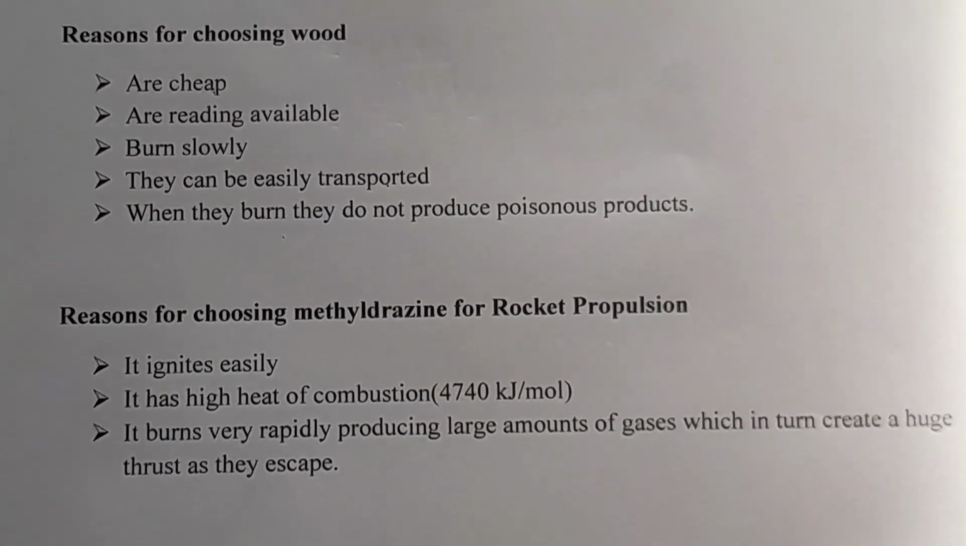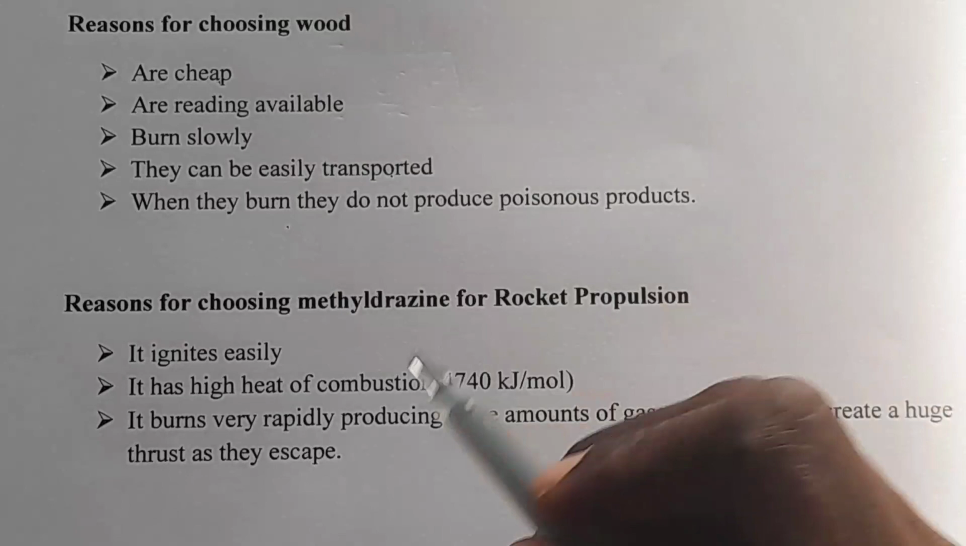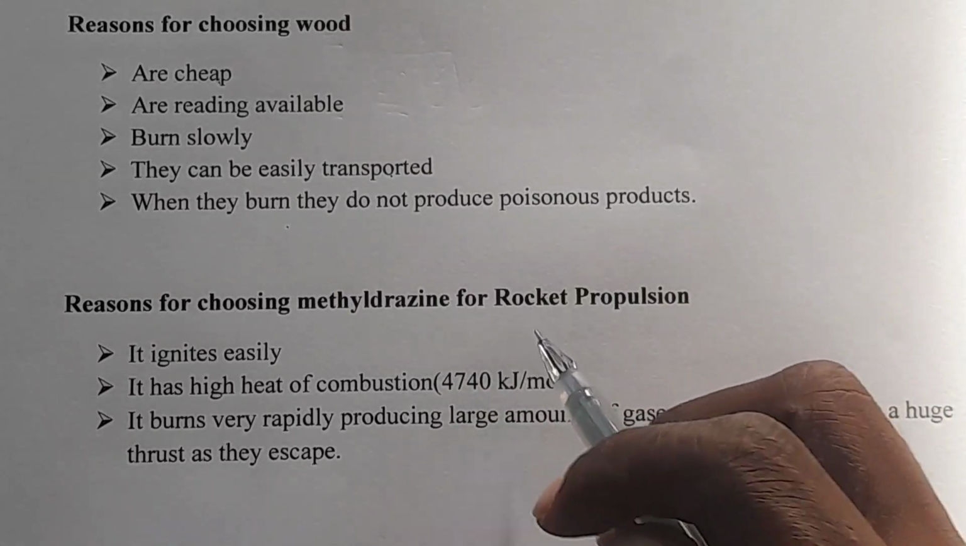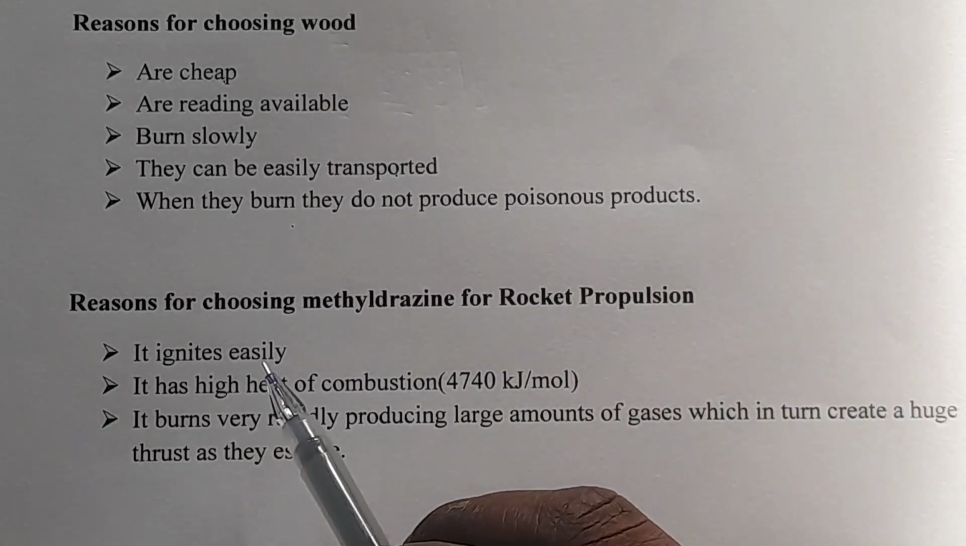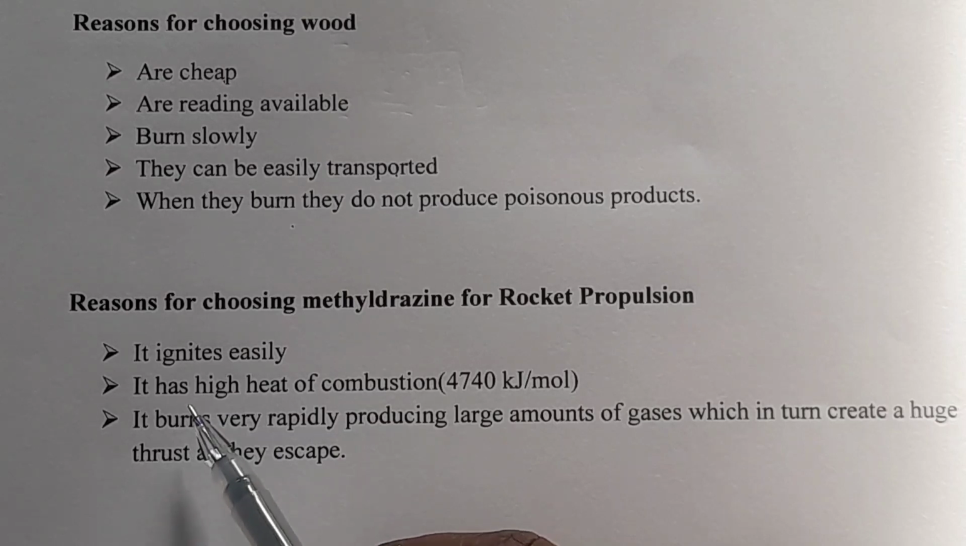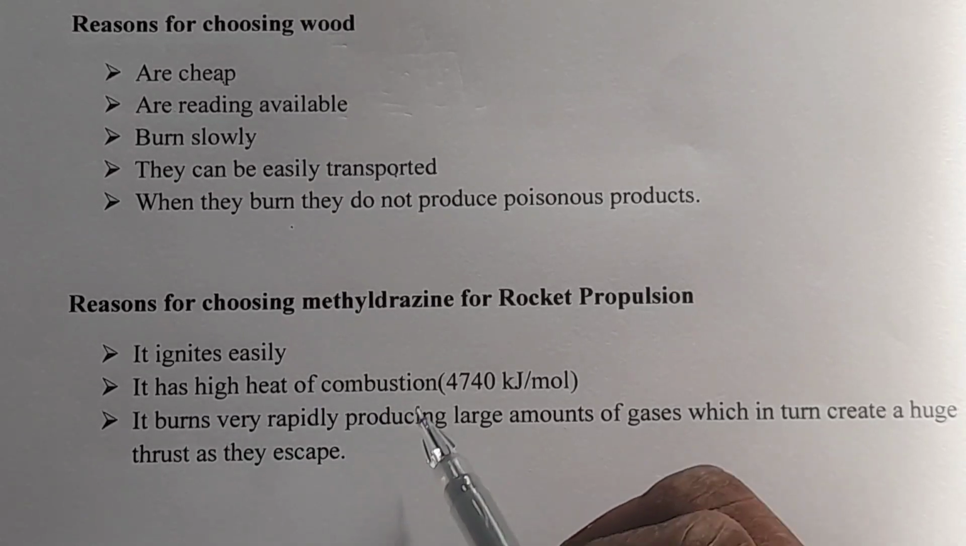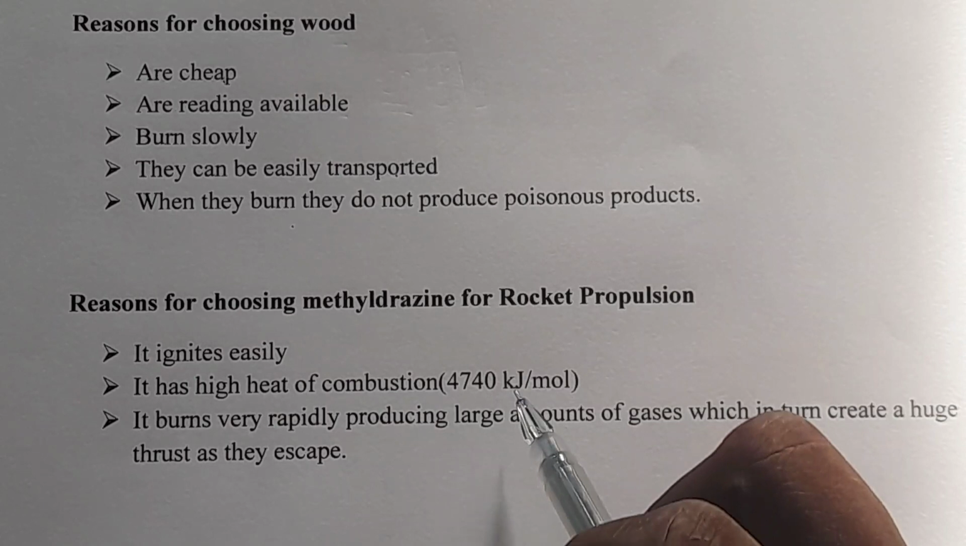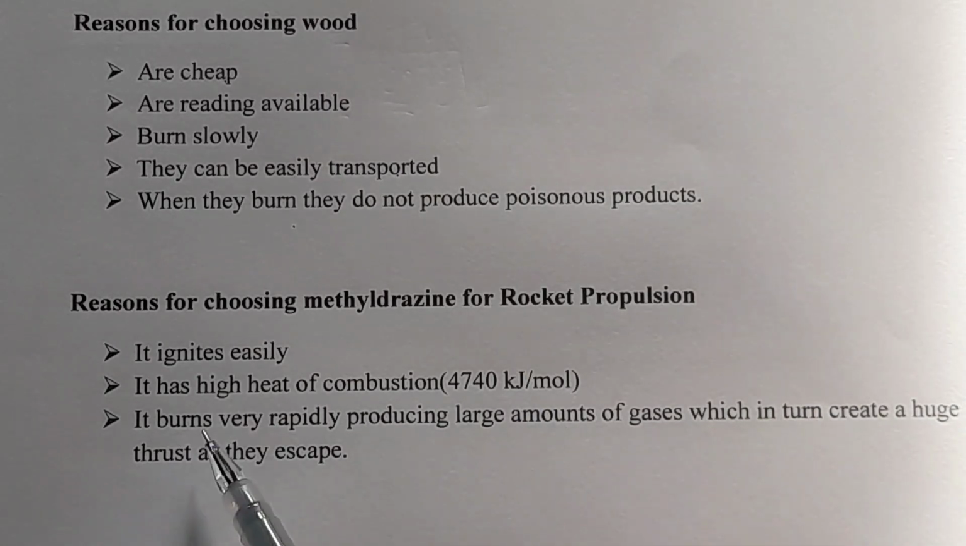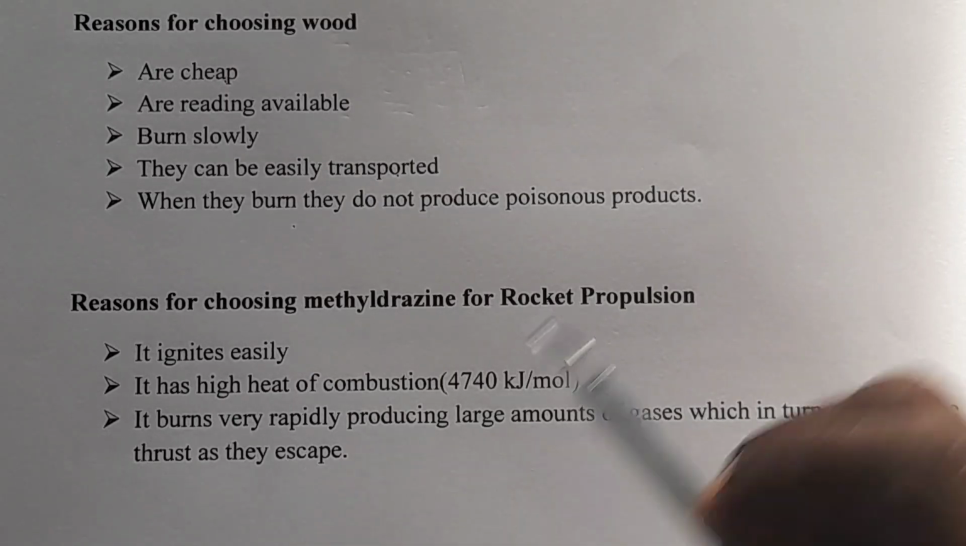So next we go to reasons for using methyl hydrazine for rocket propulsion. Number 1, it ignites easily. Number 2, it has a high heat of combustion, that's 4,740 kilojoules per mole. Number 3, it burns very rapidly, producing large amounts of gases, which in turn create a huge thrust as they escape.